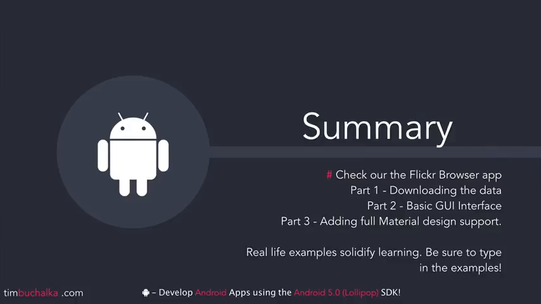Okay, so check out the Flickr browser app. Part 1 was downloading the data and parsing the JSON data and storing that on our device. Part 2, we've introduced a basic GUI interface, a very basic sort of non-material design approach to show you how it would work typically. But then in part 3, we're adding full material design support to that app, so you can see what it would look like with a proper toolbar and the proper material design working, proper colors and so on. So I really think that real-life examples really solidify your learning. So make sure you type in those examples, because it'll be to your benefit and you'll learn a lot from it.